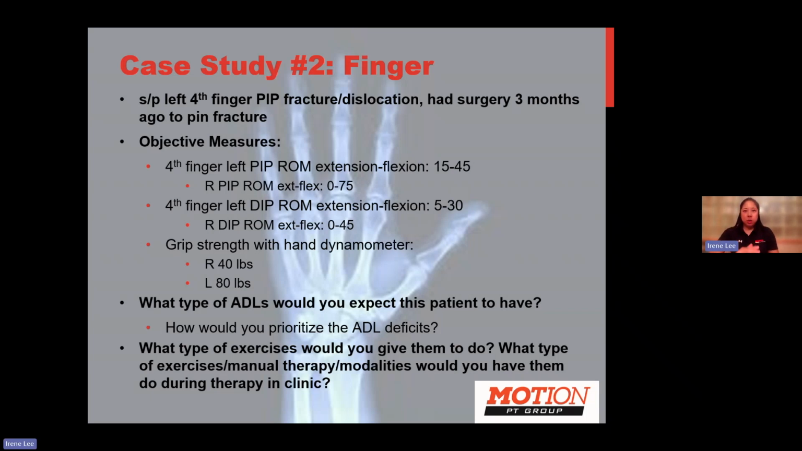Seeing this, you know that they can't fully extend it, they really can't flex honestly, and their grip strength is not great. What kind of ADLs would you expect this patient to have trouble with? All right. And then with that, what kind of exercises would you do or give them? What kind of manual therapy would you consider? What kind of modalities? And anything else that you wanted to talk about. So I'll give a minute or so.